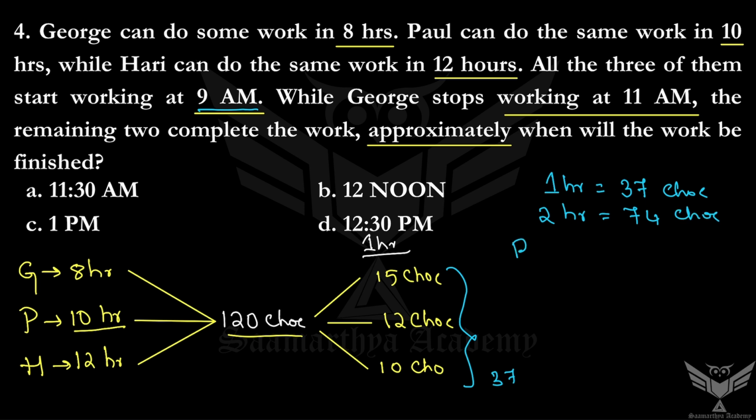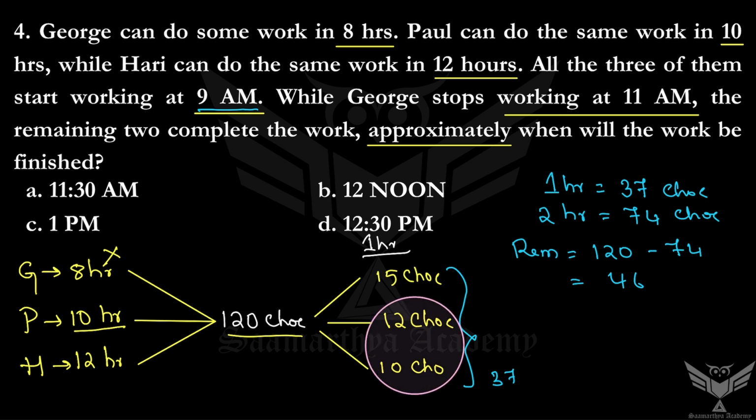Now what about the remaining chocolates? It is 120 we had, 74 they finished, 46 chocolates remaining. Now George left. Now only 2 people are working, that is Paul and Hari. Now Paul and Hari together will eat how many? 22 chocolates in 1 hour. And 46 chocolates are remaining.